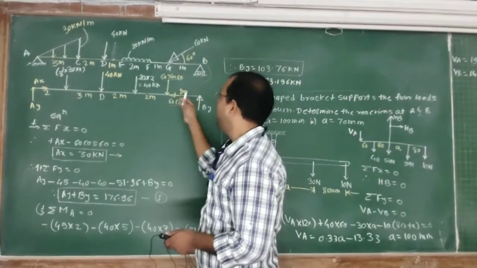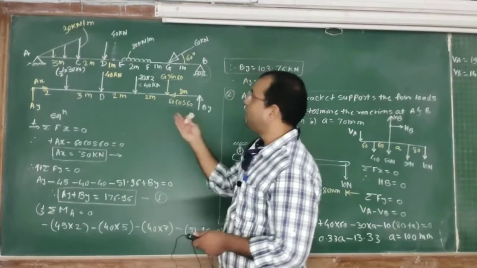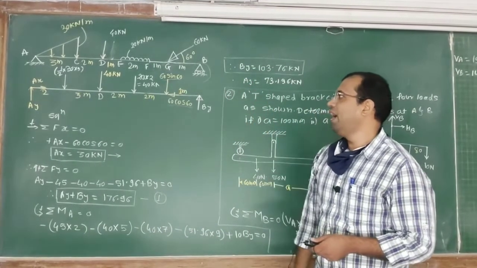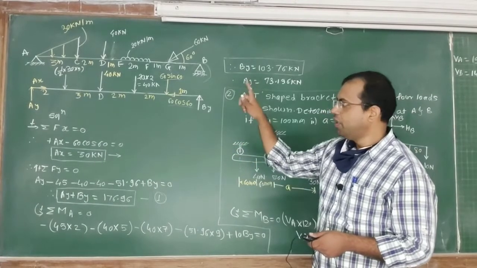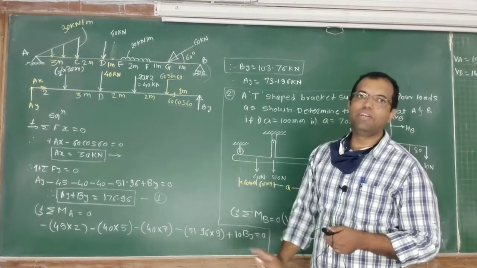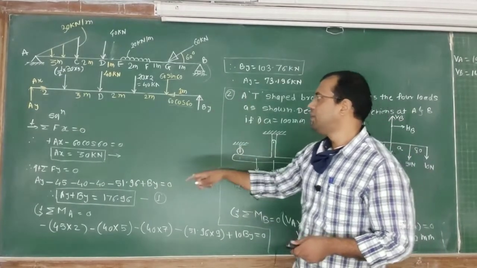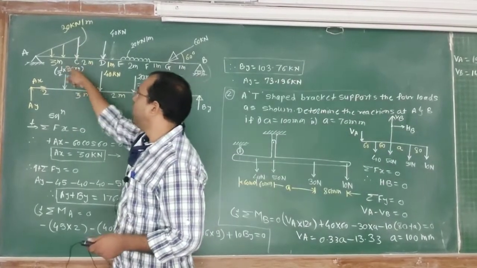So excluding Ax and the 60 cos 60 here, all the forces in the y direction. Okay, so let's begin with the Ay. Ay is towards up, and our sign convention is towards up is positive. So plus Ay minus, I have converted this UVL into a point load.